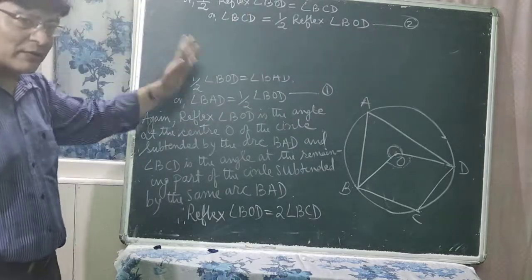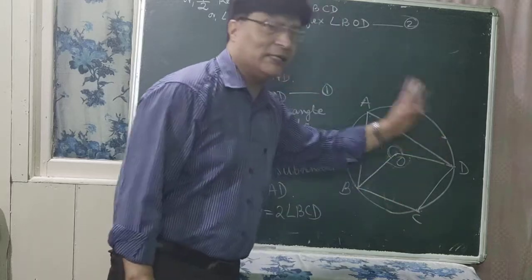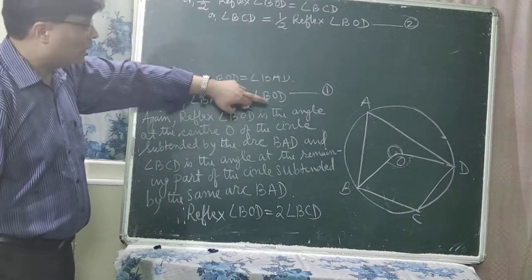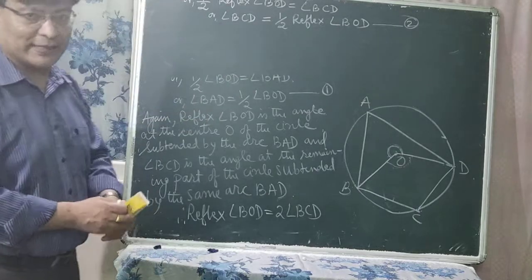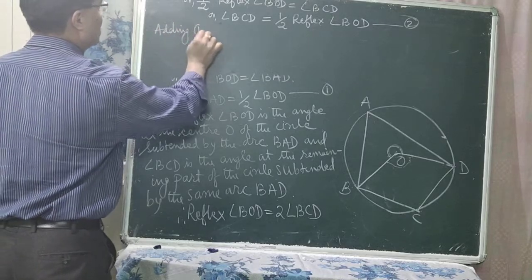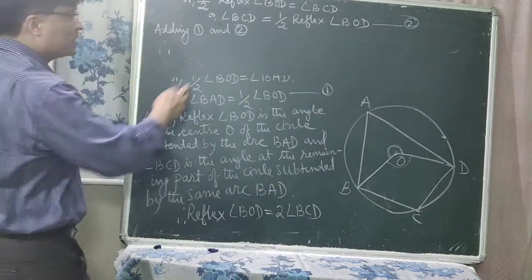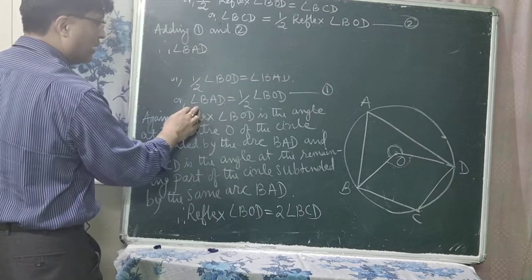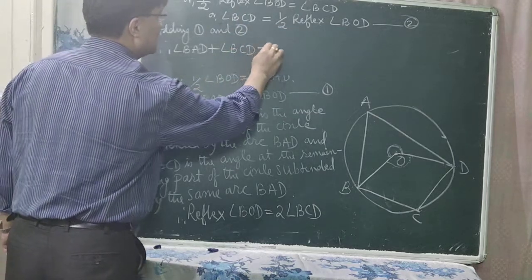So let us add them, because you have to prove that angle BAD plus angle BCD is equal to 180 degree. That means you have to add these number 1 and number 2. If you add number 1 and number 2, you have to add these left hand side, and you have to add those right hand sides. So adding 1 and 2, what do we get? So let us add those left hand sides. That is angle BAD from number 1, plus from number 2 on the left hand side we have angle BCD is equal to.